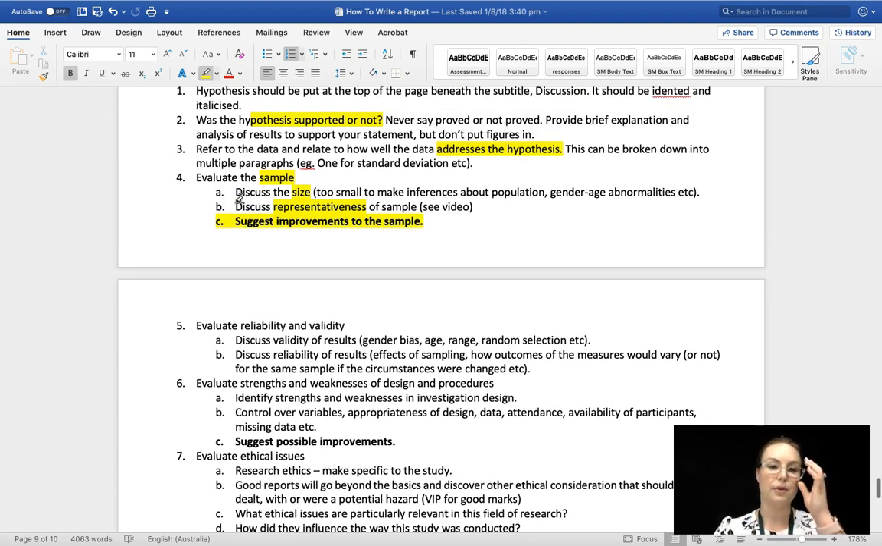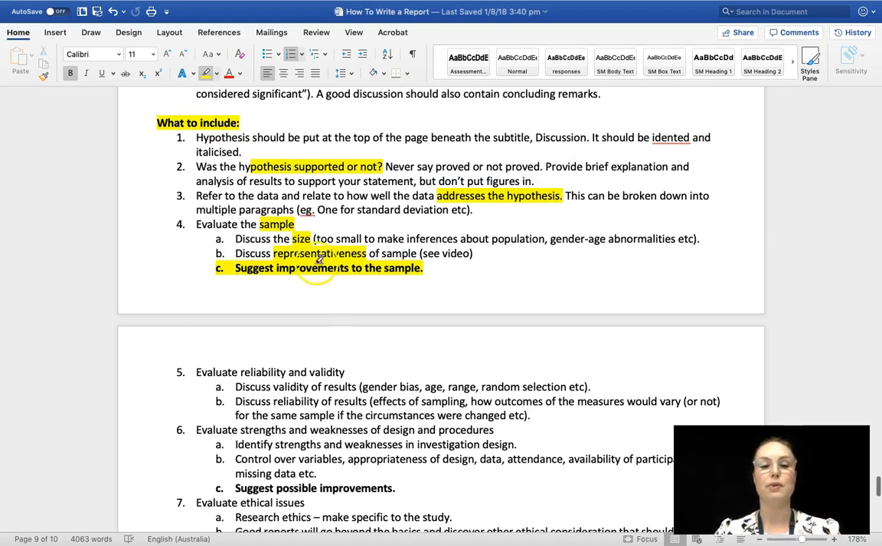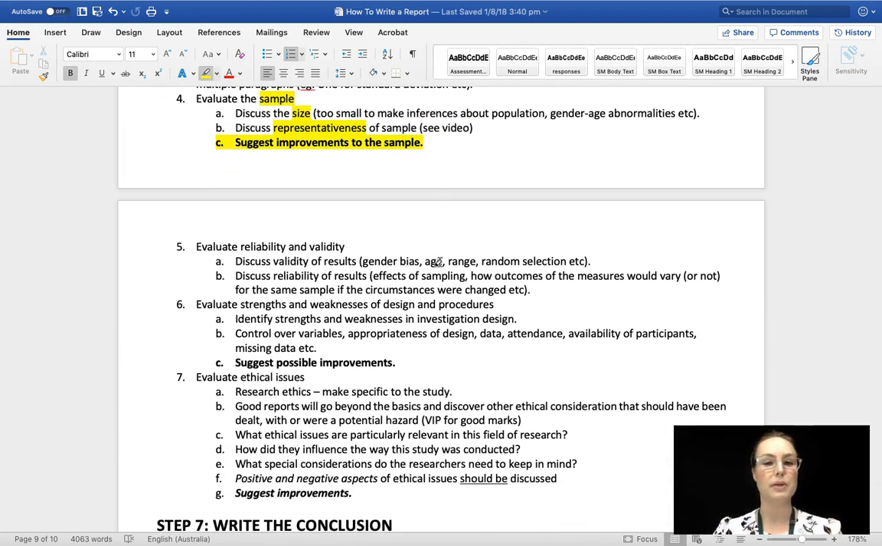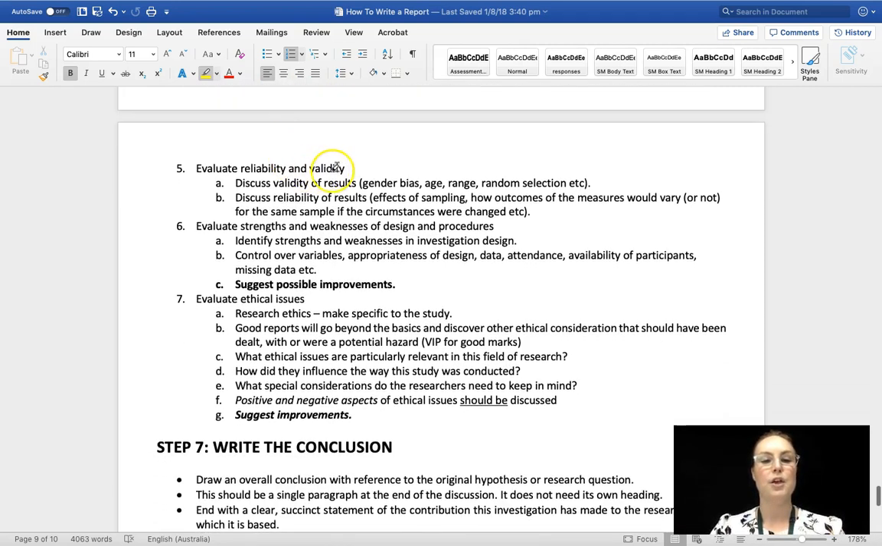Really important all the way through your discussion, you need to be suggesting improvements, because that's actually one of your assessment criteria, the ability to suggest appropriate improvements. So how would you change the sample? You also need to talk about reliability and validity.